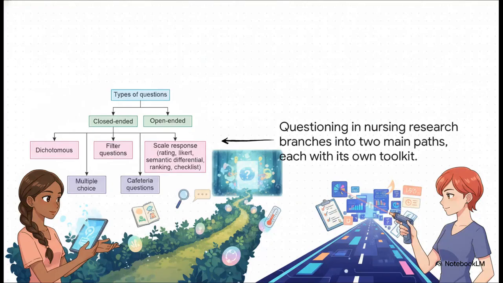And this image right here, it perfectly captures those two main forks in the road for any researcher. Every single study starts with this fundamental choice. Are you trying to explore a topic freely, gathering all these rich, detailed stories? Or do you need to measure something very precisely across a large group of people? Your answer to that question is what determines whether you're going to take the open-ended path or the closed-ended path.